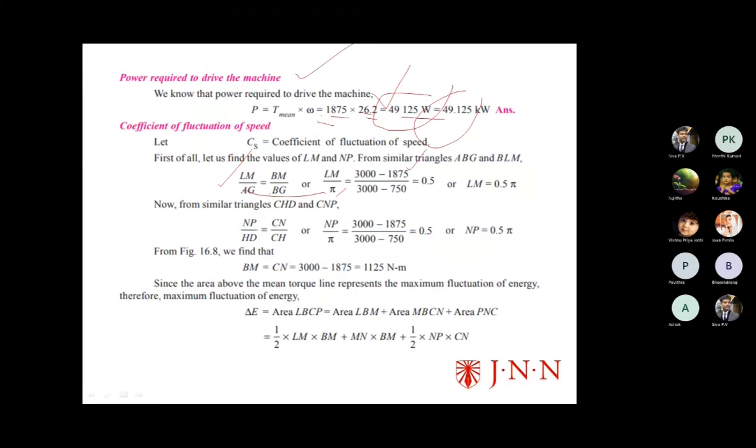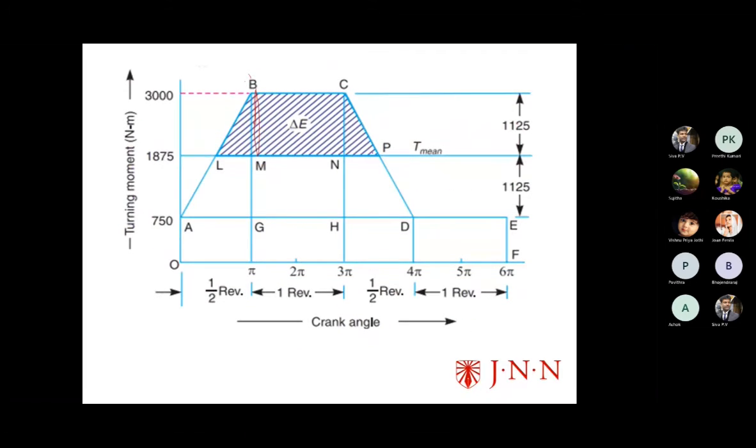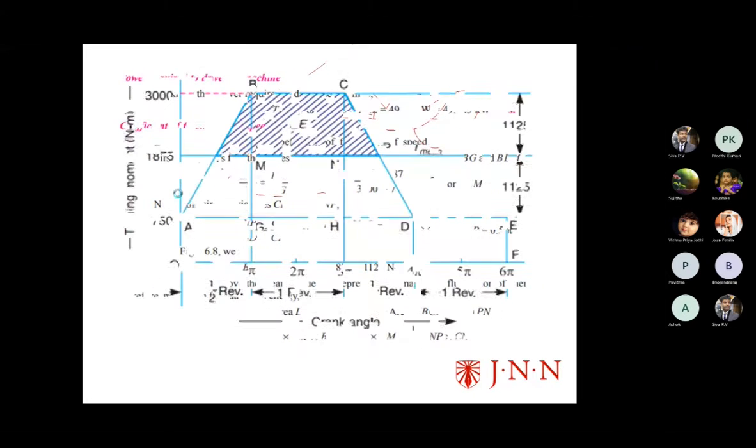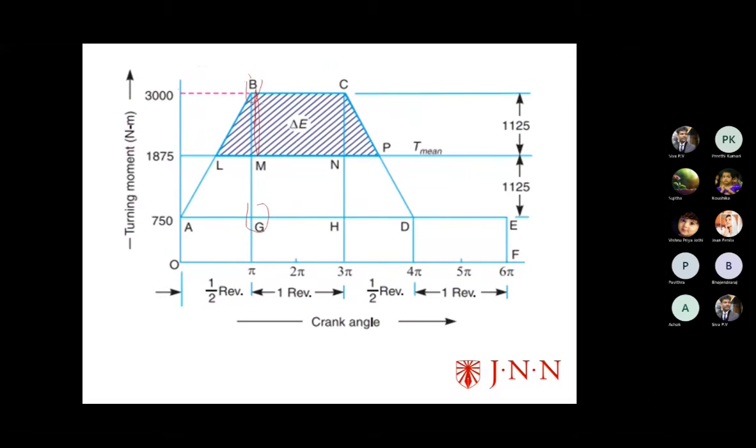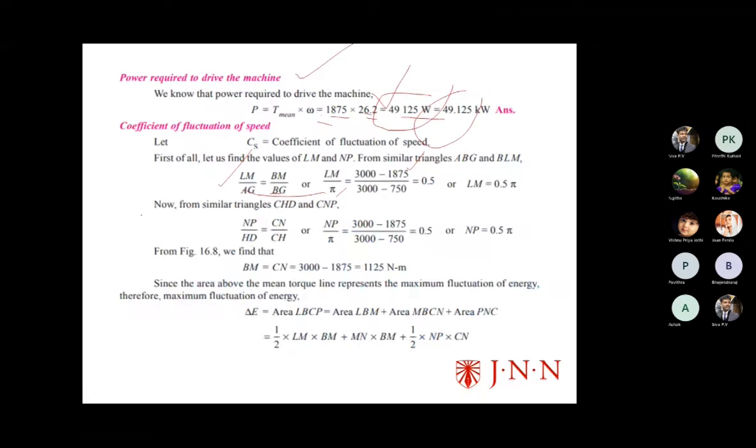Divided by BG value. Where is BG? BG is 3000 minus 750. We need the BG value from here. So from 0 to 750, removing this 750 by subtraction, this value is our BG, right? So 3000 minus 750. Once we simplify, we will get 0.5.